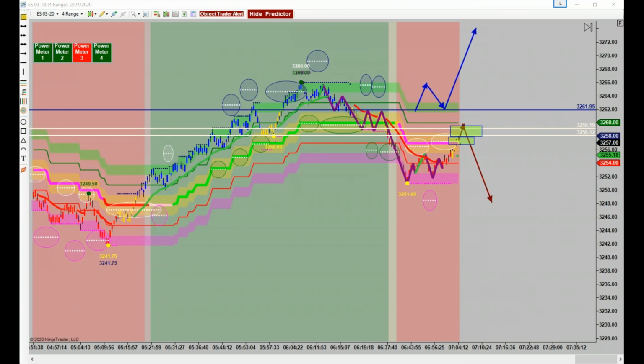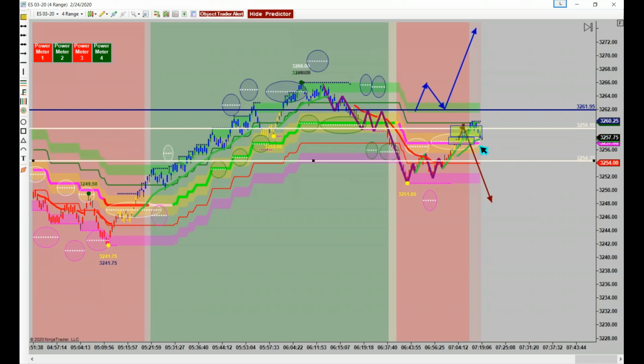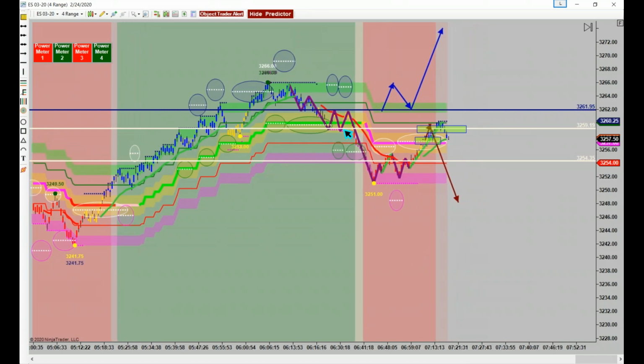So let's see. We're not going to even put Object Trader on it. Let's just see what it does. I'll fast forward it a little bit. Okay. Now, would that have been a good area to have shorted that? It did exactly what we said it would. See there? So if you would have shorted this right across here, would that have been a decent trade? Yeah. We had it diagnosed on our chart already.